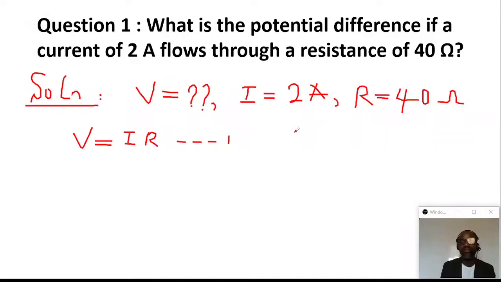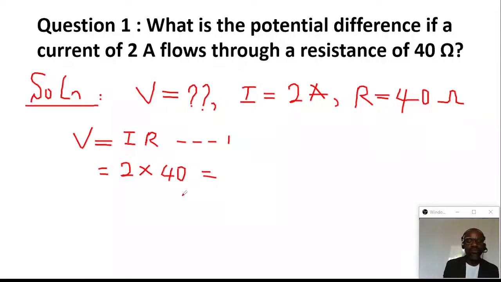Good. I think this is better than the first one. So quickly we come down here and substitute accordingly. For current we have 2 amps, so we write just 2, and then we put a multiplication sign. For resistance we have 40 ohms, we write 40. Good. And then an equal sign.